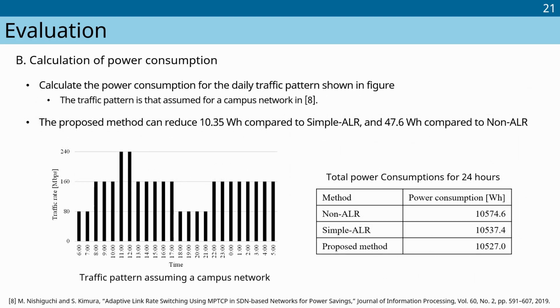This figure shows the daily traffic pattern from H1 to H2 as considered for a campus network in our previous method. The table shows the total power consumption by this traffic pattern. From the table, the proposed method is calculated to reduce 10.35 watt-hours compared with simple ALR, and 47.6 watt-hours compared with non-ALR.